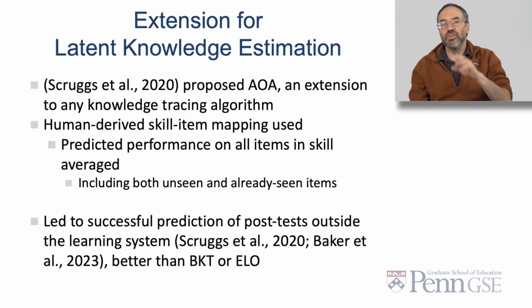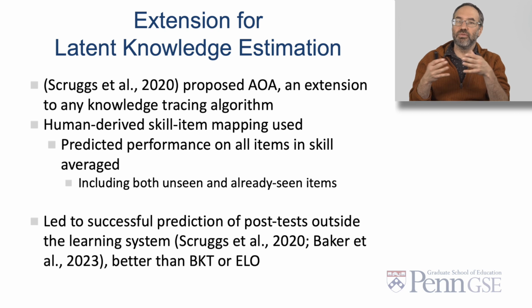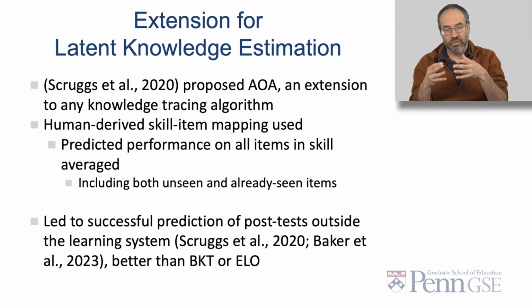And to address this, Scruggs et al. proposed AOA, an extension that can be done to any knowledge tracing algorithm, although he originally designed it for DKT family algorithms. In AOA, a human-derived skill item mapping is used. The predicted performance on all items in the skill are averaged, including both unseen and already seen items, in order to derive a latent estimate for future problems in that skill.